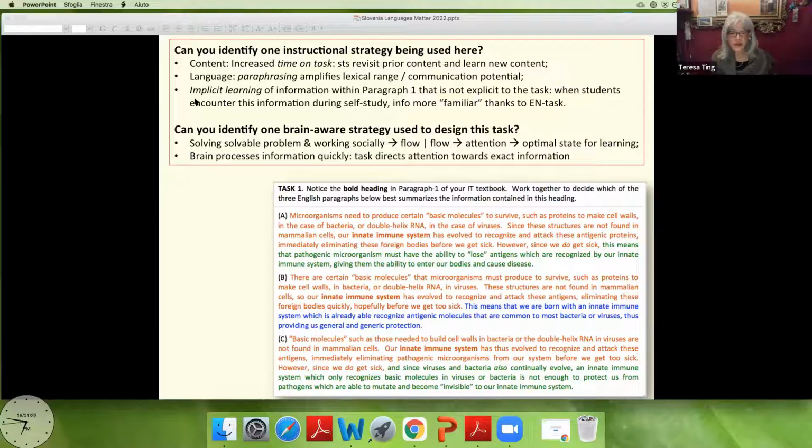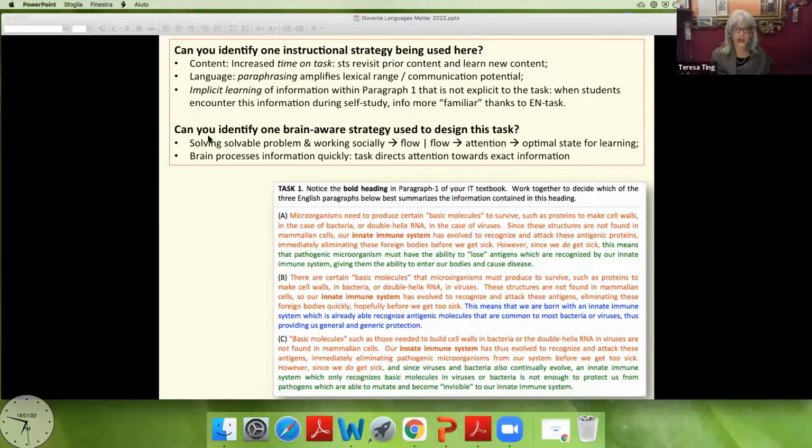But when students encounter this information, the green information, during self-study, it is already more familiar because they've read it through these tasks. So in the classroom, the teacher is guiding the students through these tasks, and B is the correct answer for the task. But since students had to read A and C to understand that these are not the right answer for the task, they have learned something about the content. And when they study at home, the L1 content will already be familiar, thanks to the English tasks.